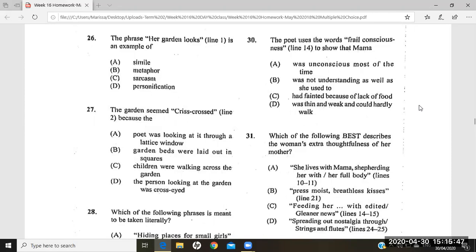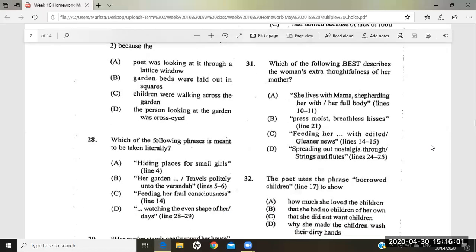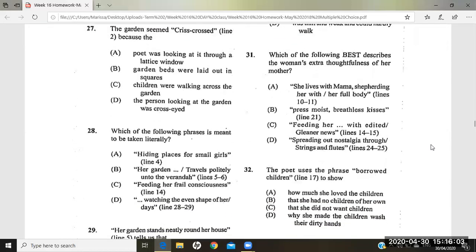It's not A. The answer is not A, it's not B, and it's not C. Yes, Raphael, the answer is D. She was tired and weak and could hardly walk. Alicia, you'll do number 31 as well. Which of the following best describes the woman's extra thoughtfulness of her mother? It's not B, Alicia. Try again.